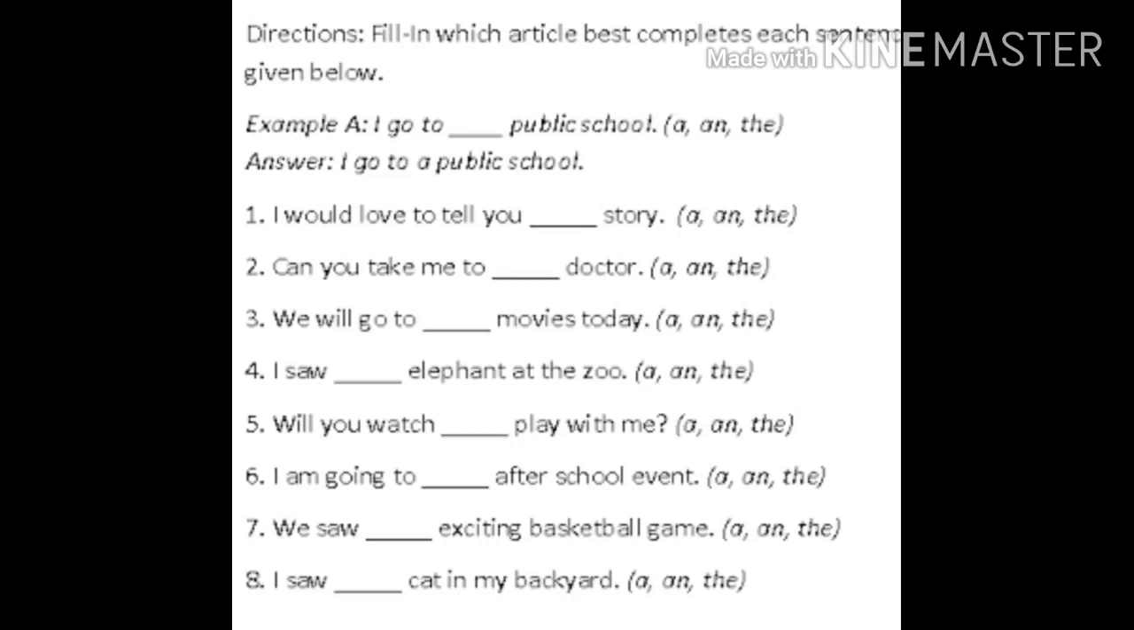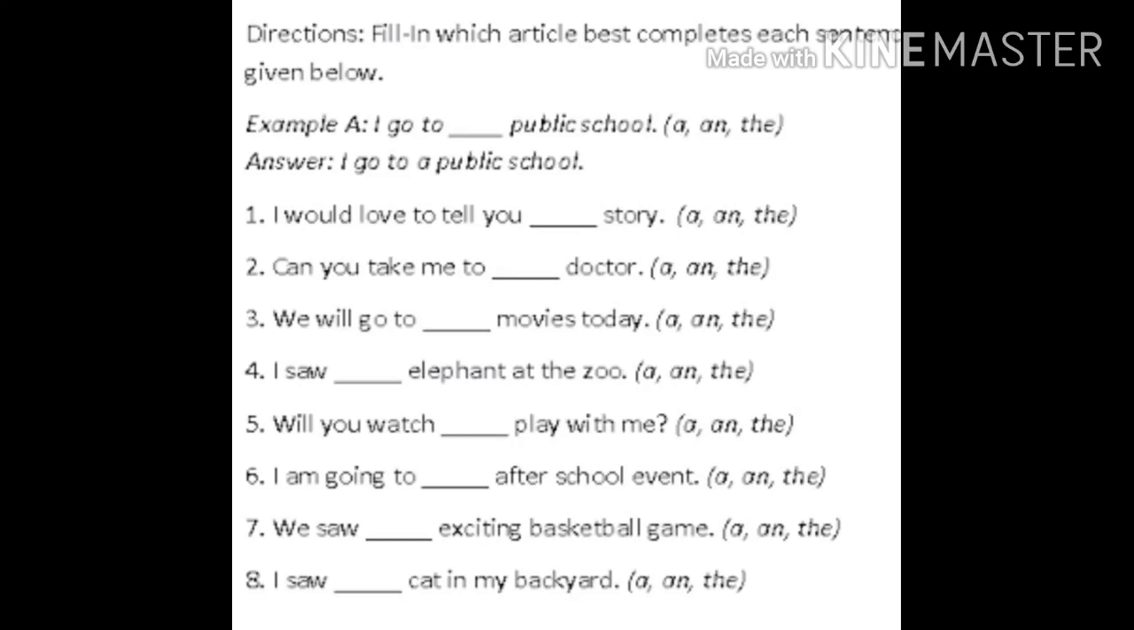Sentence number 5: will you watch dash dash play with me? Now there are 3 options: a, an and the. They are talking about a play. Now the word "play" starts with P. Is P a vowel or a consonant? This is a consonant. So before this we can use the article "a". Will you watch a play with me? Sentence number 6: I am going to dash dash after school event. So which option is correct?